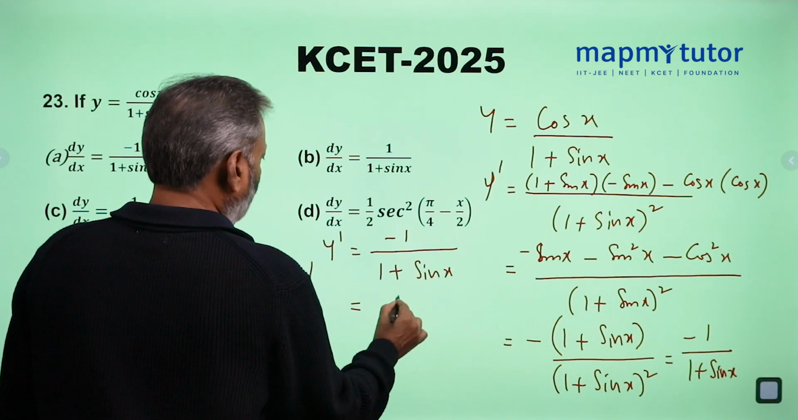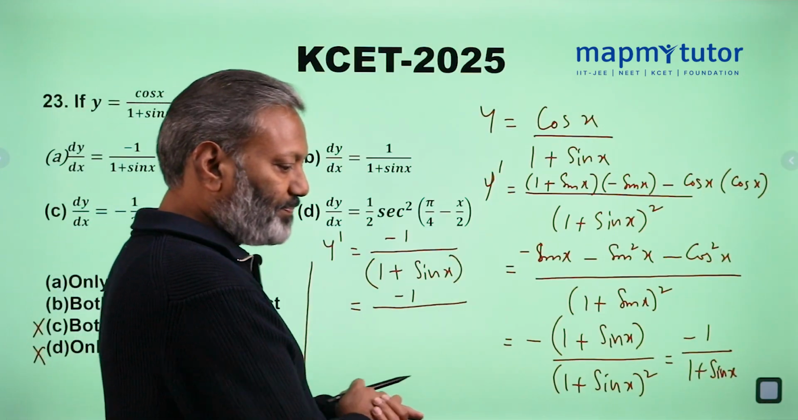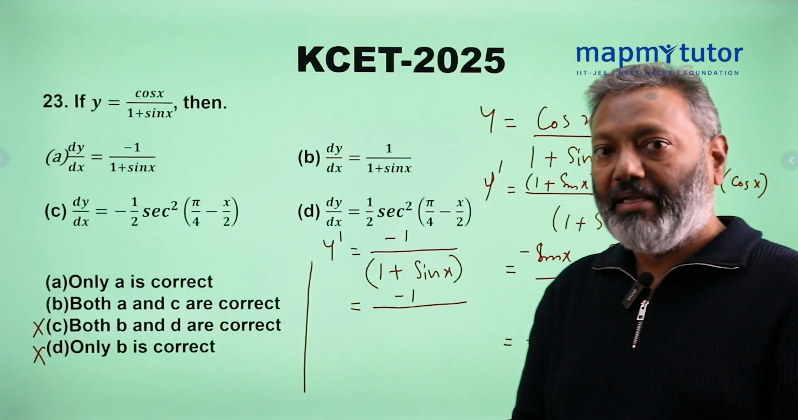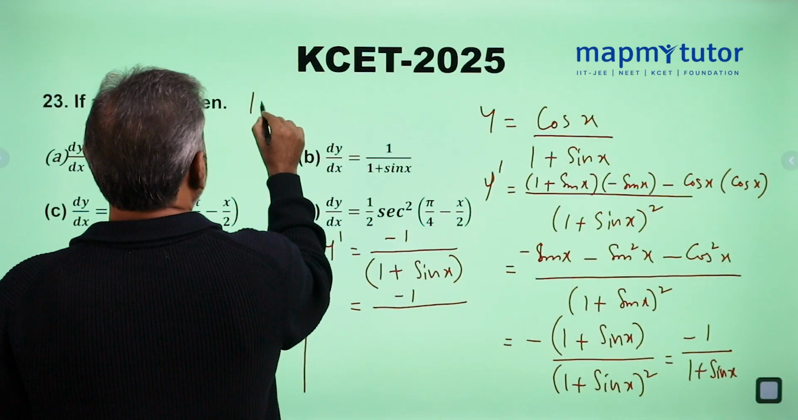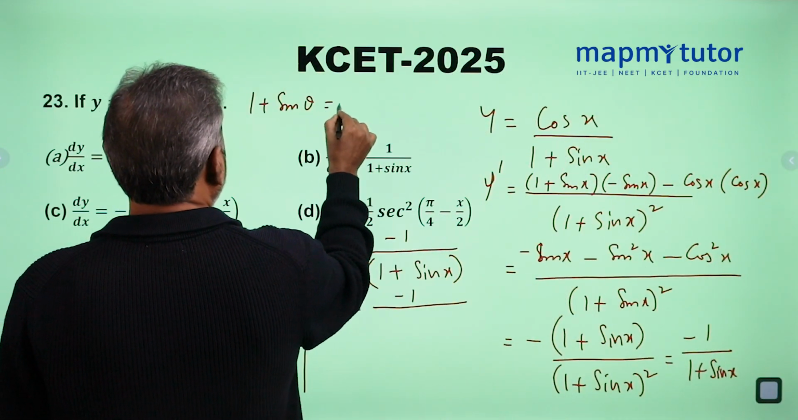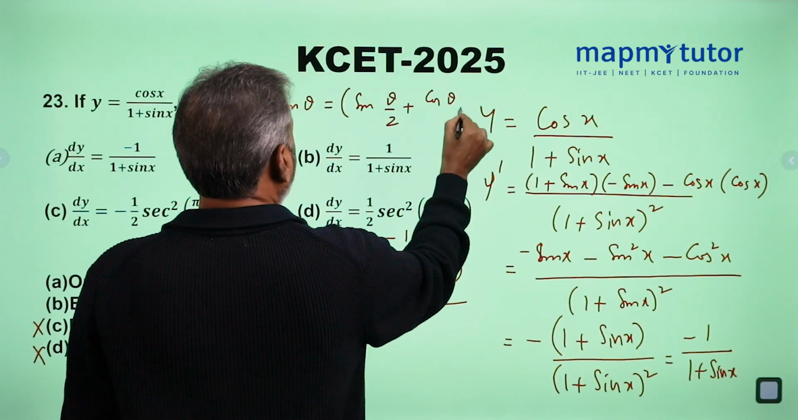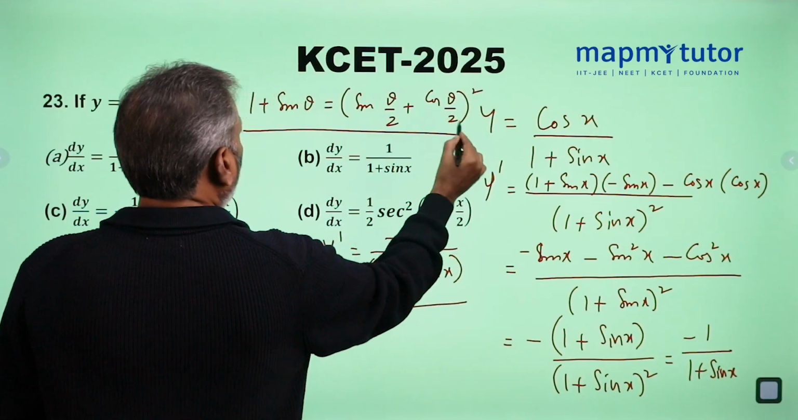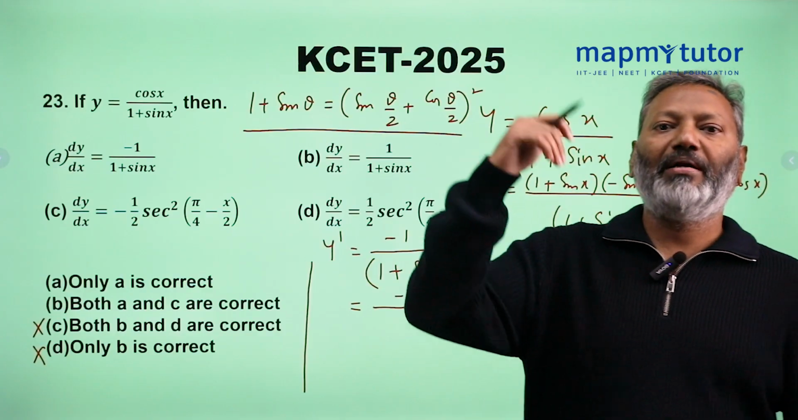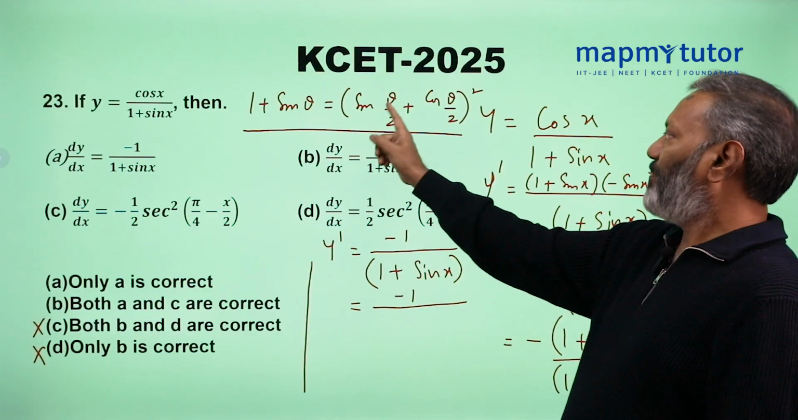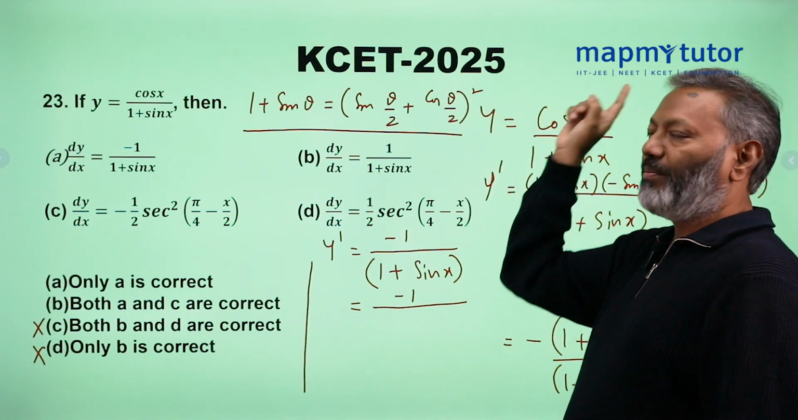Okay. Look at this simplification. Minus 1 by. How to simplify 1 plus sin x? Anybody? It is in trigonometry, if you remember. I think everybody knows this formula, but I'll write it once again. You know this? 1 plus sin theta is always equal to sin theta by 2 plus cos theta by 2 whole square. That is, if you expand, you will get sin square theta by 2 plus cos square theta by 2 plus 2 sin theta by 2 cos theta by 2.